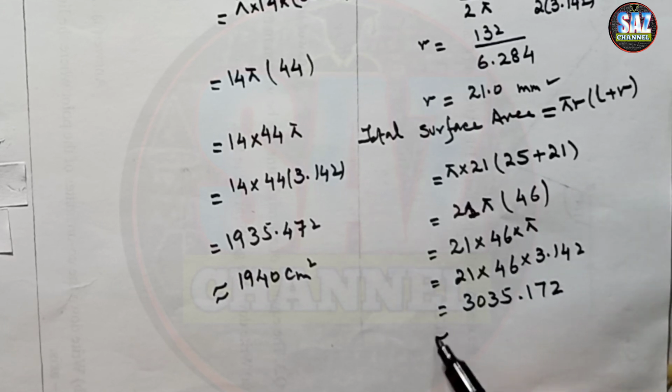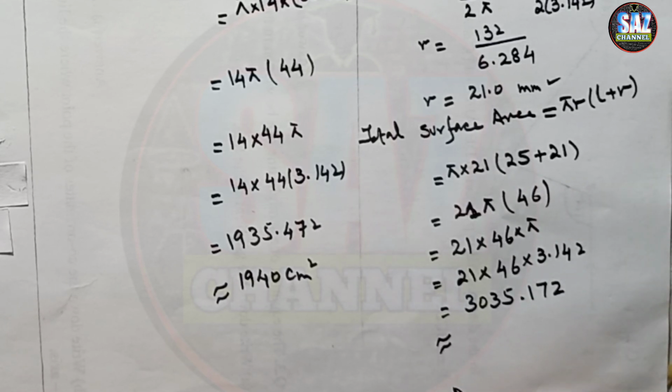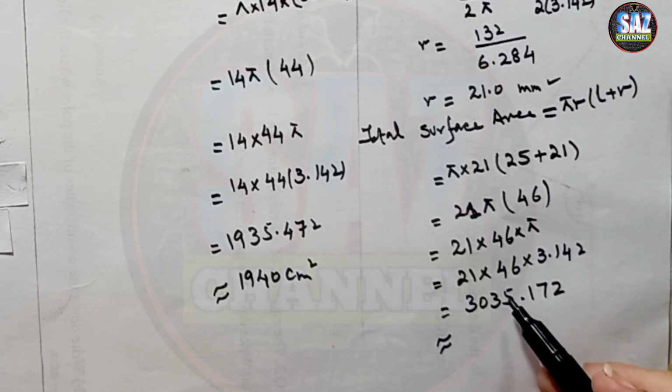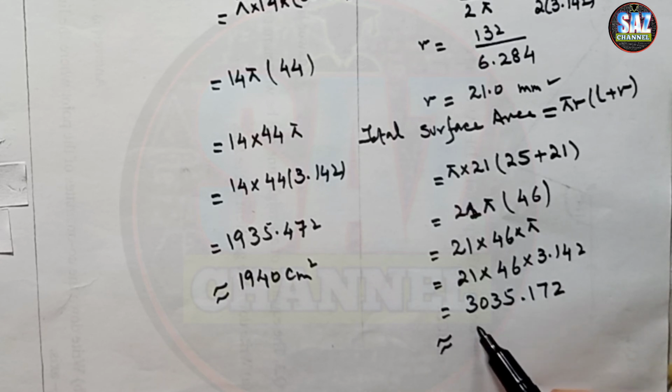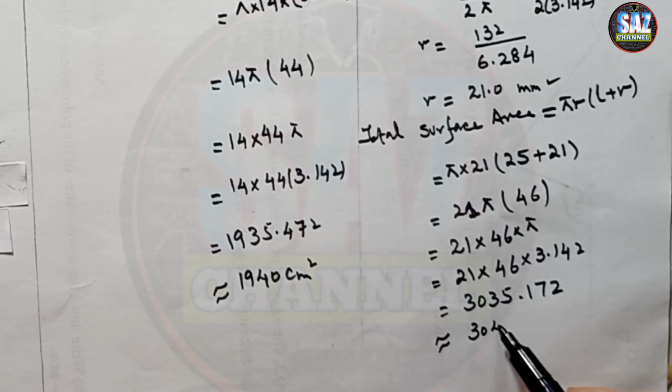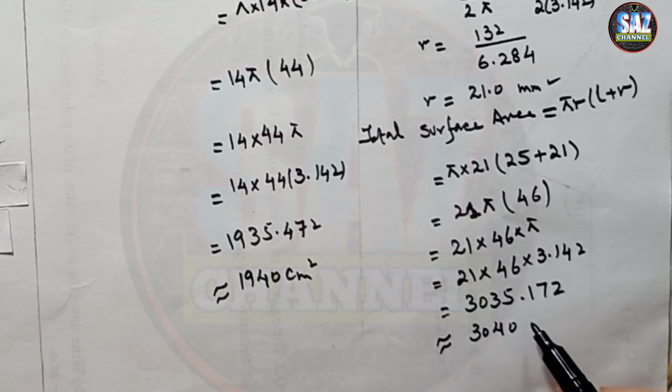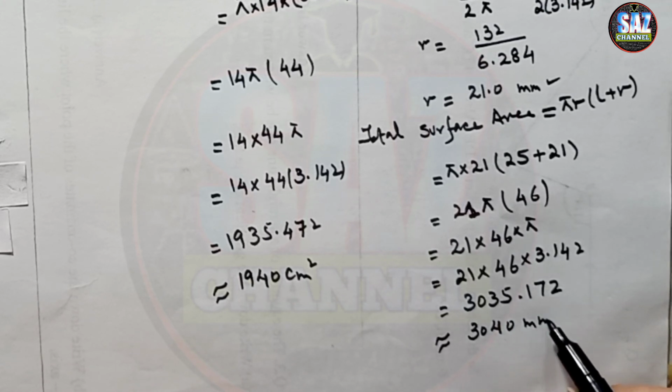3035.172. And as we have to give our answer nearest to three significant figures, this digit is 5, so we have to round up, and it will be approximately 3040, and the unit is mm, so millimeter square.